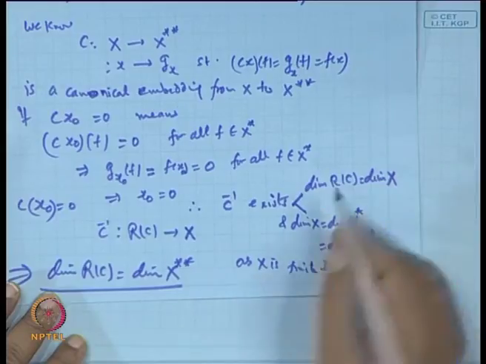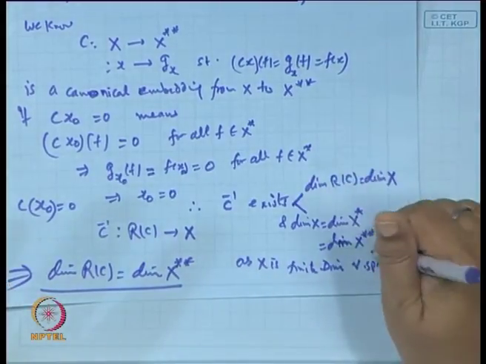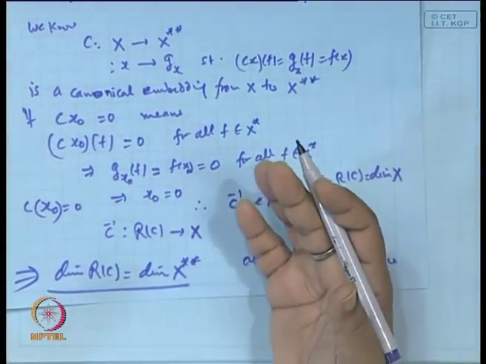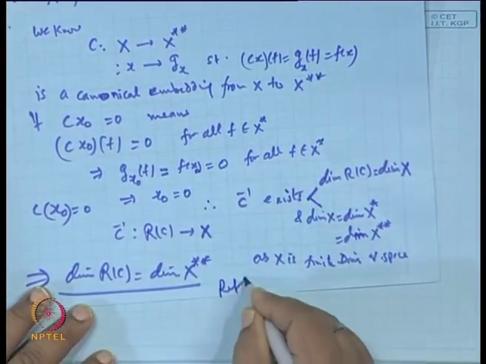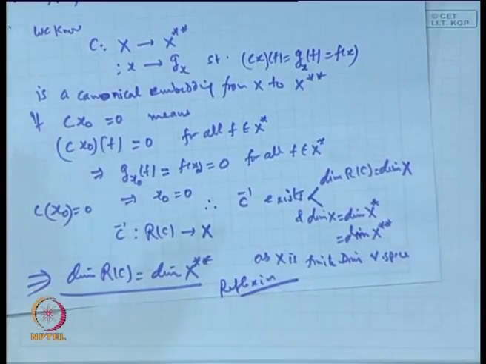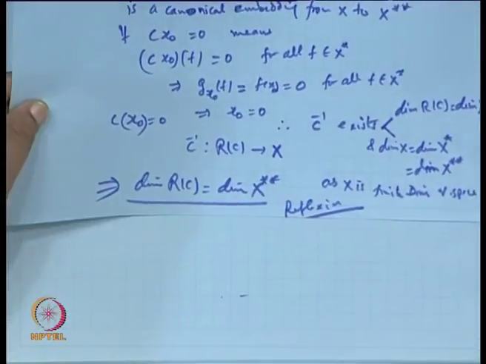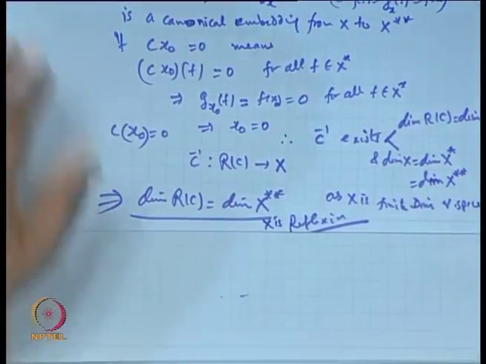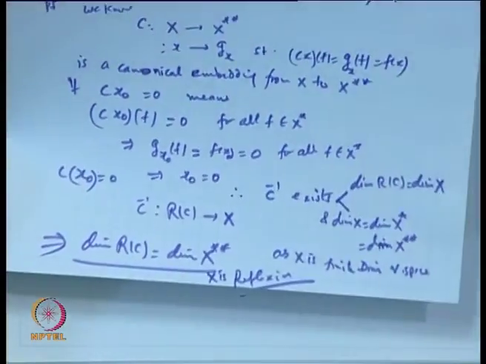Okay. So this shows that our space, a finite dimensional space, is reflexive. So x is reflexive. I think it's okay. Now, so far we have seen the linear functional on the finite dimensional case.